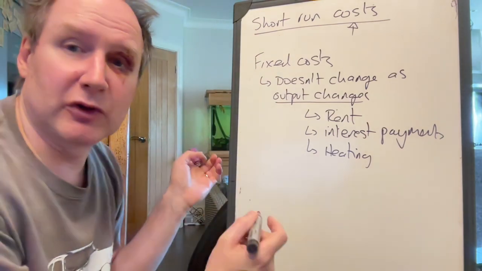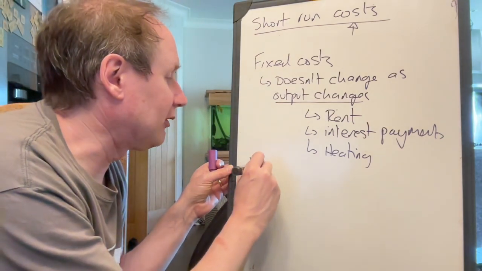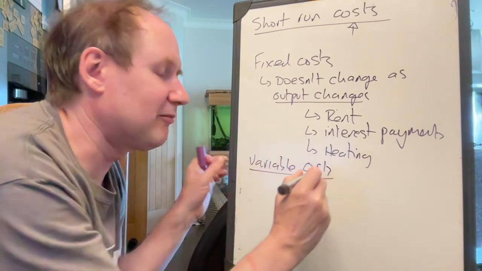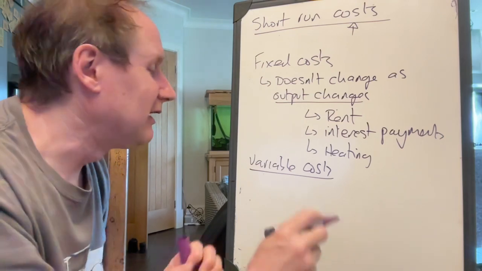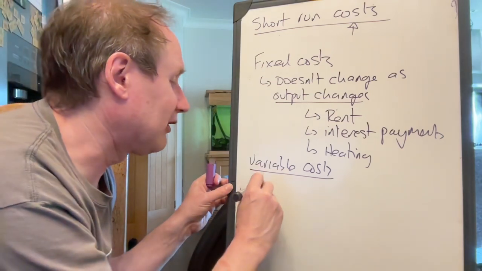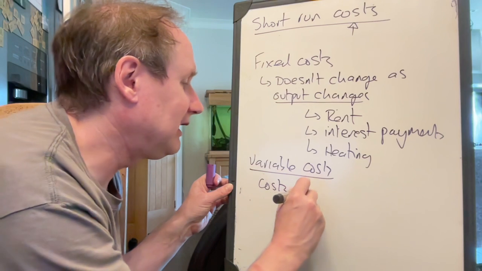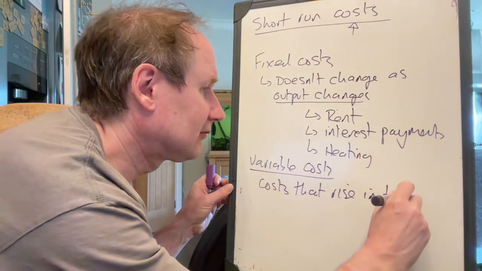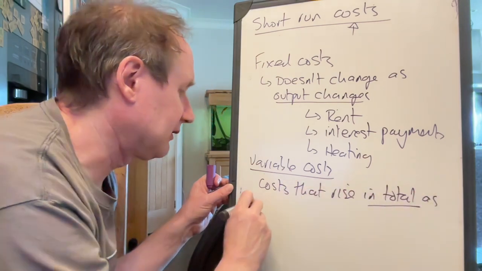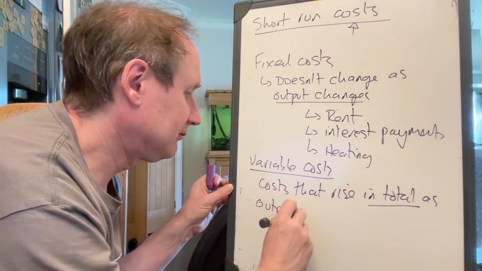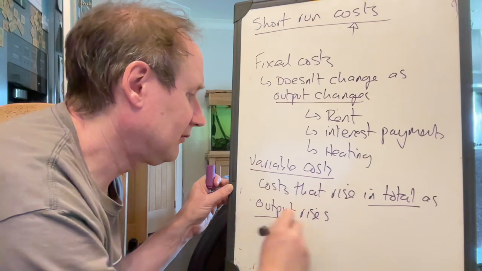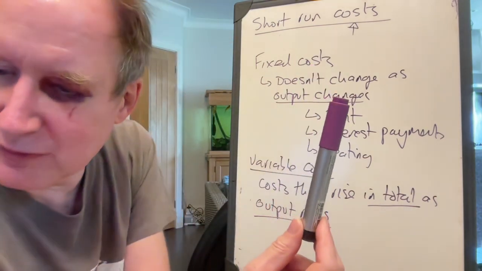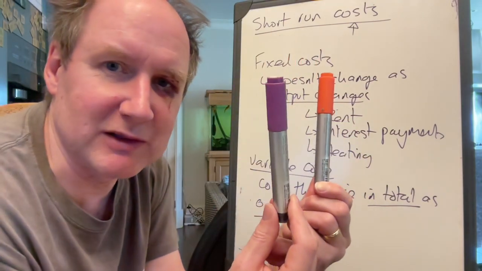So what are variable costs? Well, variable costs, therefore, are fairly simple. They're the same idea. But guess what? They rise. Variable costs are costs that rise in total as output rises. So it doesn't mean that this pen is more expensive than this.